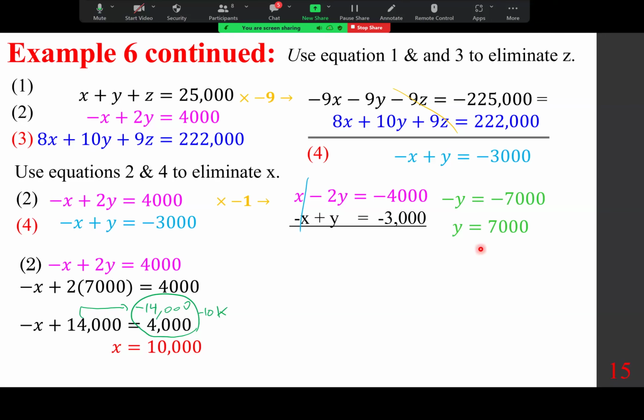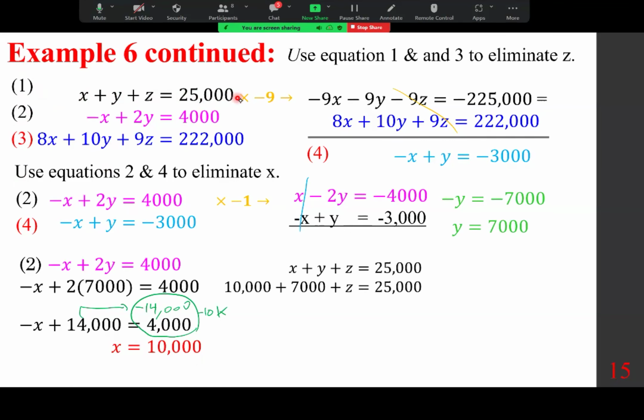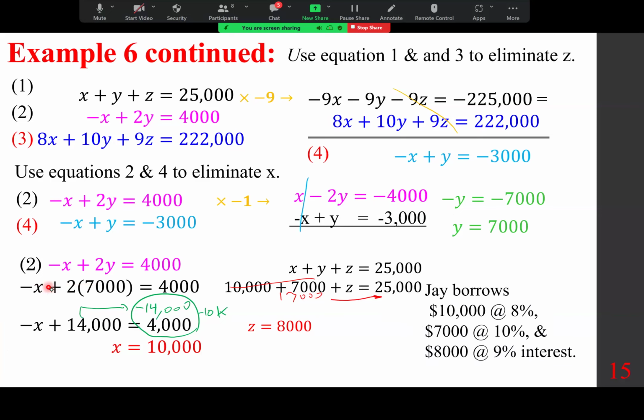So we have a Y, we have X. We're going to go to one of the original three equations. Obviously, X plus Y plus Z equals 25,000 is the easiest one. 10 and 17, 17,000 subtracted from 25,000, and Z becomes 8,000. And you're going to say J borrows $10,000 at 8%, $7,000 at 10%, 8,000 at 9%.